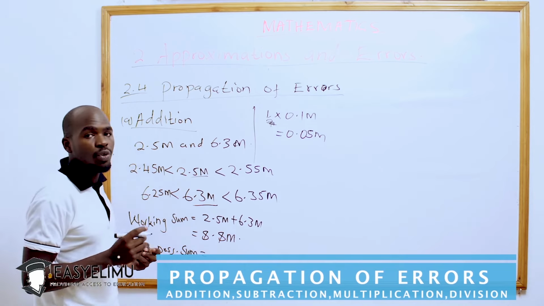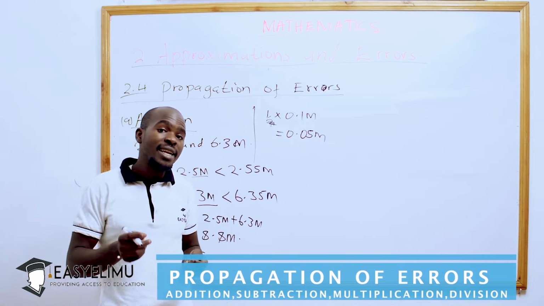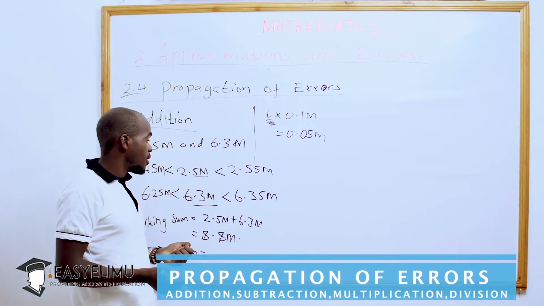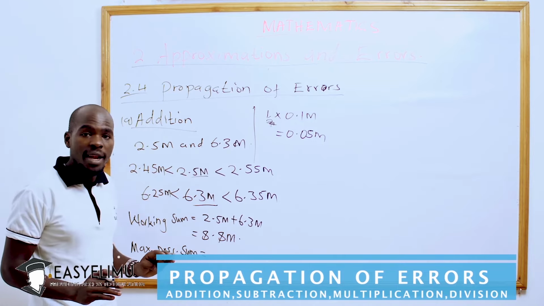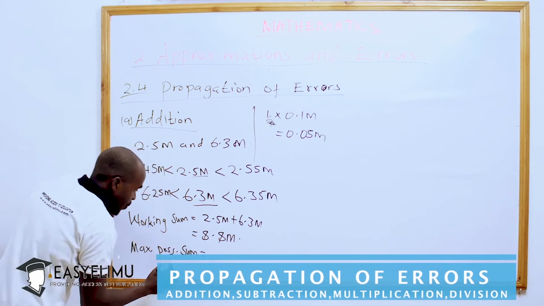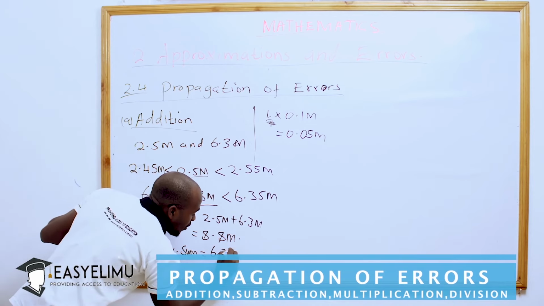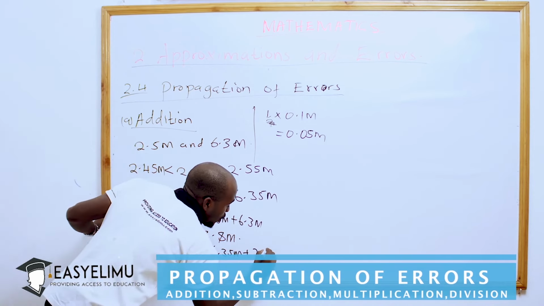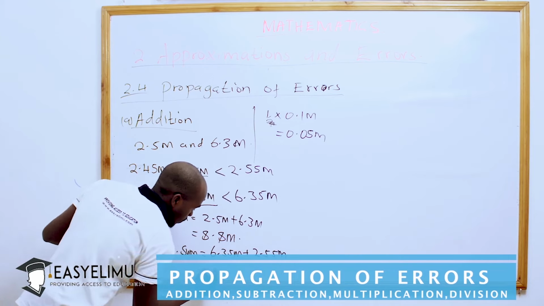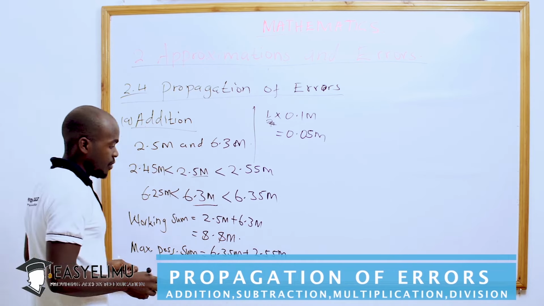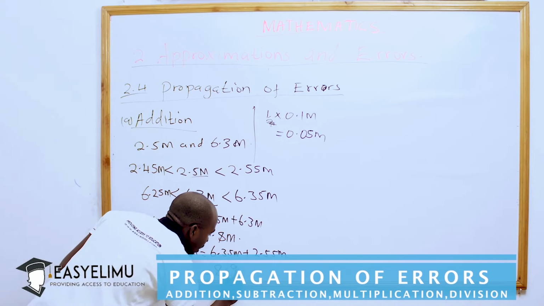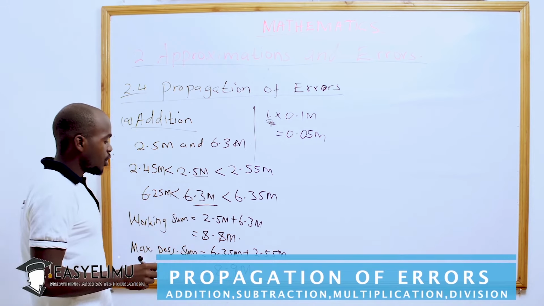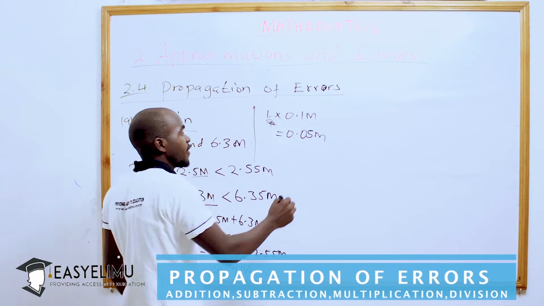And for the maximum possible sum, we shall find which one, if we do sum, we shall get the greatest possible sum. So we find it will be within the upper limits. So we shall take 6.35 meters plus 2.55 meters, and we are going to get 8.9 meters. So that is the maximum possible sum.